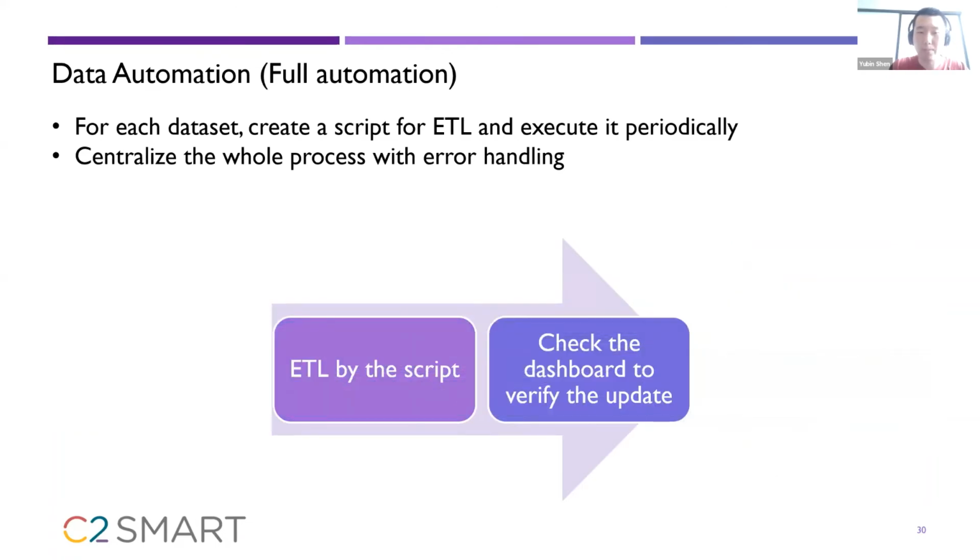So finally, we do everything by the ETL, by the script. We do ETL by the script, and we check the dashboard to verify the database, to verify the data and the updates. That will be the ideal way for data automation. So we do everything by the script.